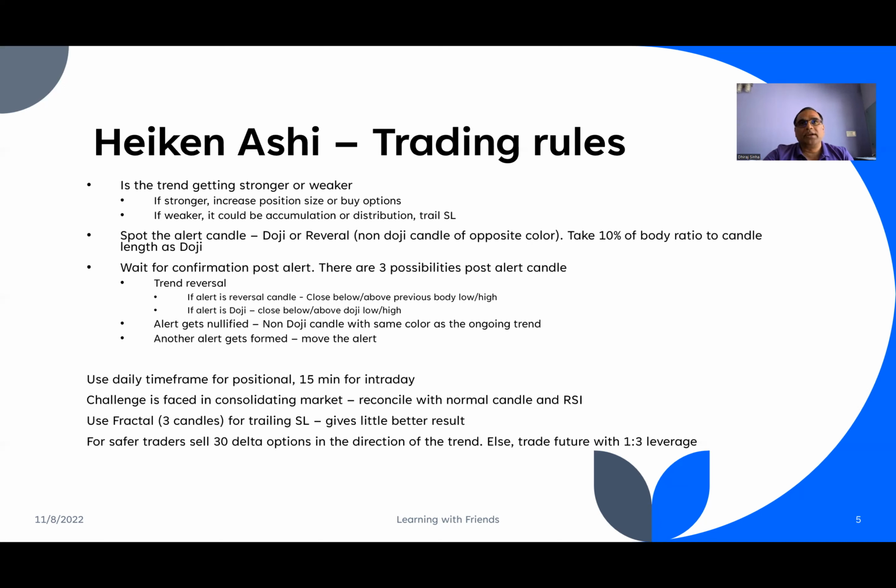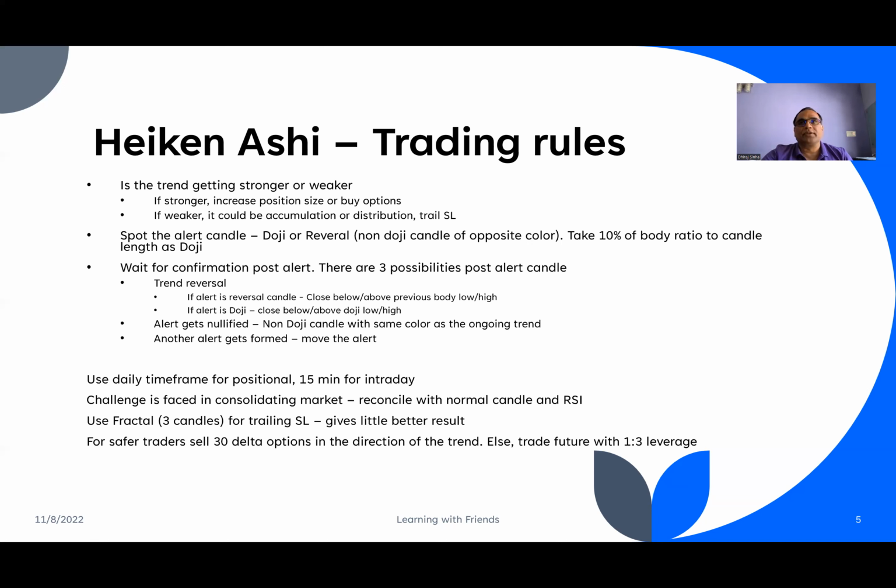Now 3 possibilities can happen after getting an alert. Possibility number 1 is that we get a trend reversal. Possibility number 2 is that the alert gets voided. You know, it again comes back to the same direction in which the trade was already there. Or the third possibility is that after the alert, we get another candle, which is also an alert candle. It still does not meet the confirmation criteria. So these are the 3 possibilities. These are the only possibilities. There cannot be a 4th possibility. So let me go through each of the possibilities one by one.